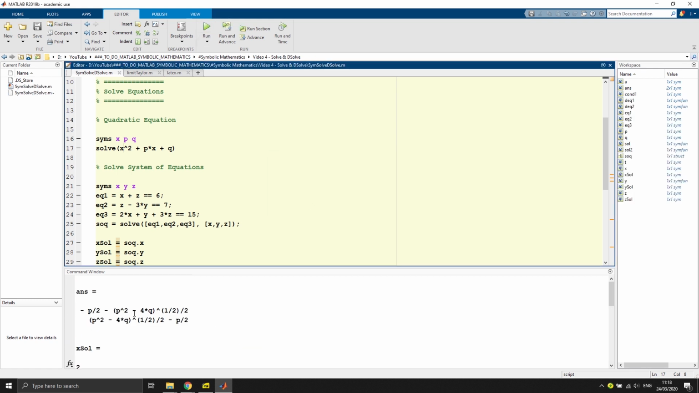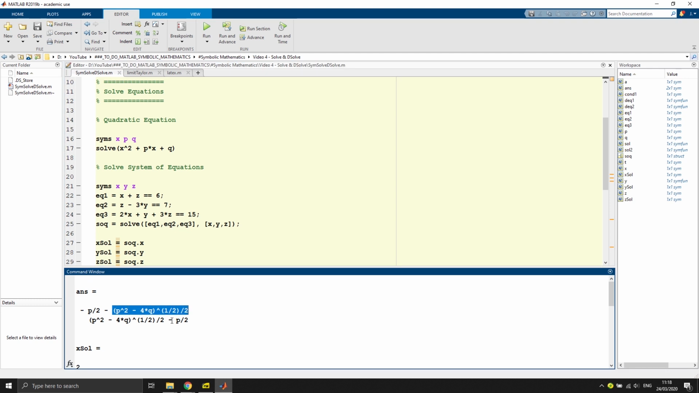And what you will see is it will give us two solutions which are indeed correct, which is first minus p half minus this expression, and then we have minus p half plus this expression right here. This is the second term. It's just a bit rearranged, but it's basically the same as above with only a plus at this position right here.